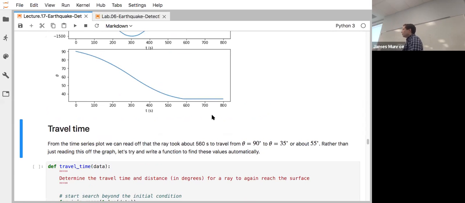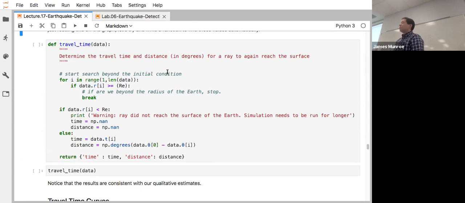So here is my version of this function. There's lots of ways of doing it. We're just going to do a simple loop. We're just going to loop the data. We know we start off at the surface. So let's start at the very next point, point 1, and ask, is the radius beyond or equal to the surface of the Earth? If it is, stop. If it isn't, go to the next data point.